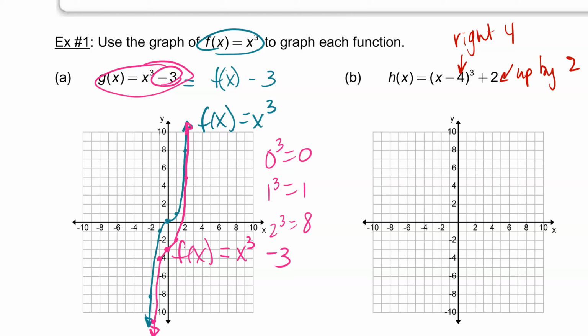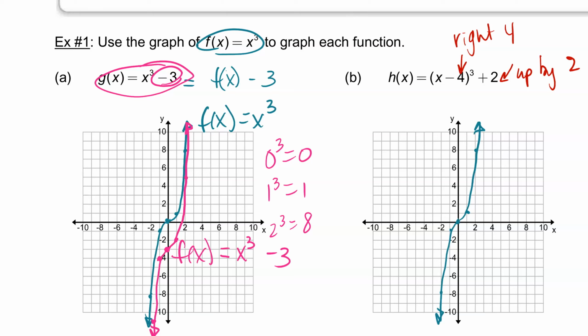So this tells me how to move. First, I'm going to draw my parent function, and then I'll use the points of my parent function and shift all of them to the right by 4 and up by 2, and I'll have my new function. Okay, first, let's draw our parent function. I'm going to use the same color. 0, 0; 1, 1 cubed is 1; 2, 8; -1, -1; -2, -8. It's just the same parent function of x cubed. Perfect. I have my points. Now I can shift them all.